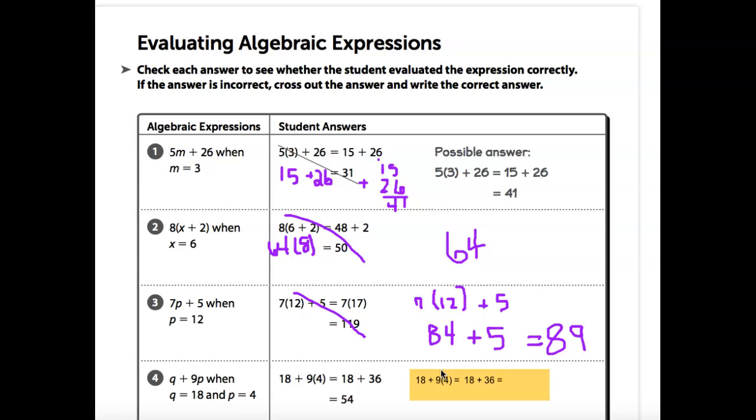Equals, well, let's add 18 and 36, and go ahead and do that on your scrap paper. 18 and 36, we get 54. Okay, so that one is correct. That one is correct. All right, so let's move on.